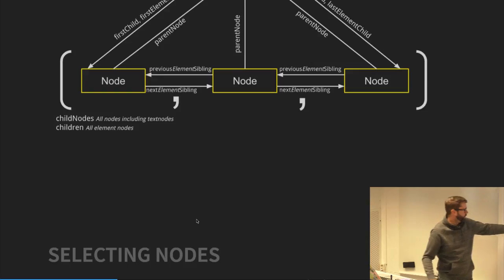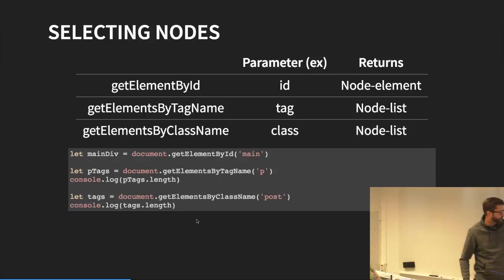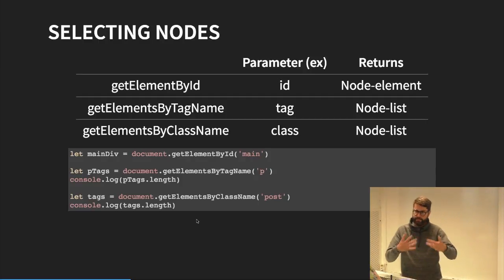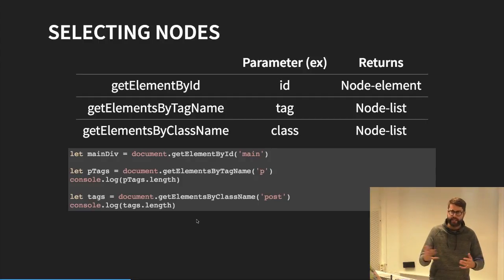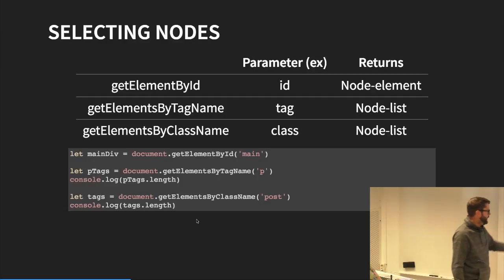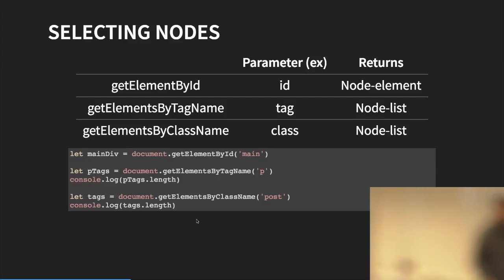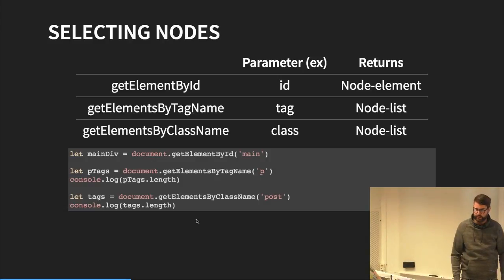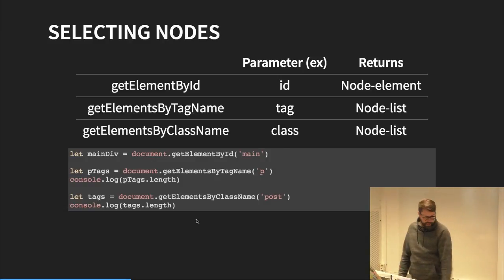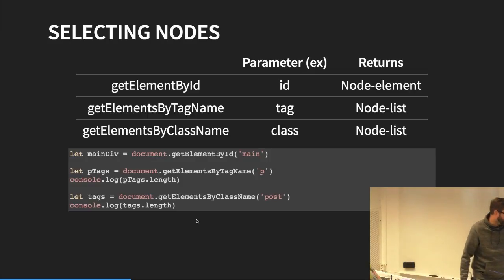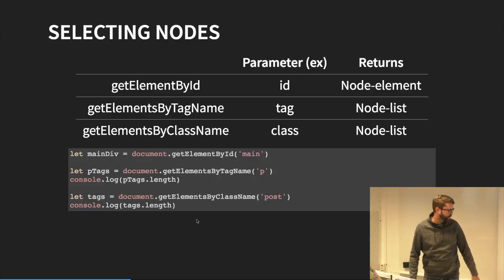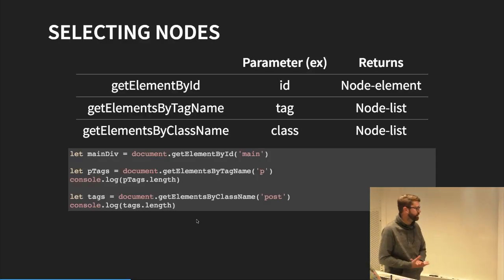The same goes for getElementsByClassName. I think I said in the CSS lecture, please use classes. If you want to add behavior to something, say everything should be grayed out or inactive, use a class, and then we could add JavaScript to get all those nodes and do something with them. We get an example: let tags = document.getElementsByClassName post, and we log the length. So we see, okay, we have 12 posts on this page, for instance. You can calculate stuff.